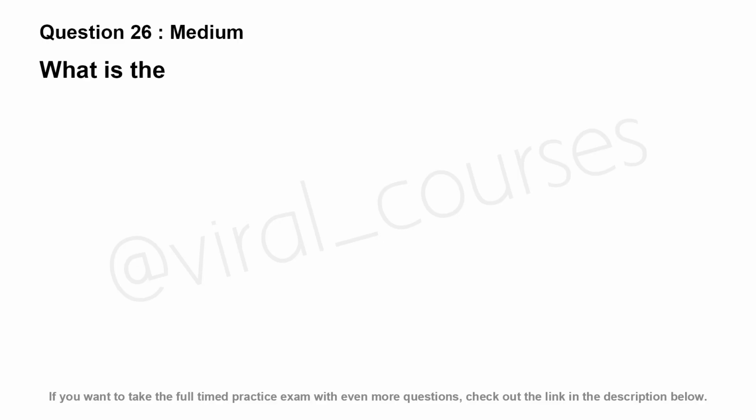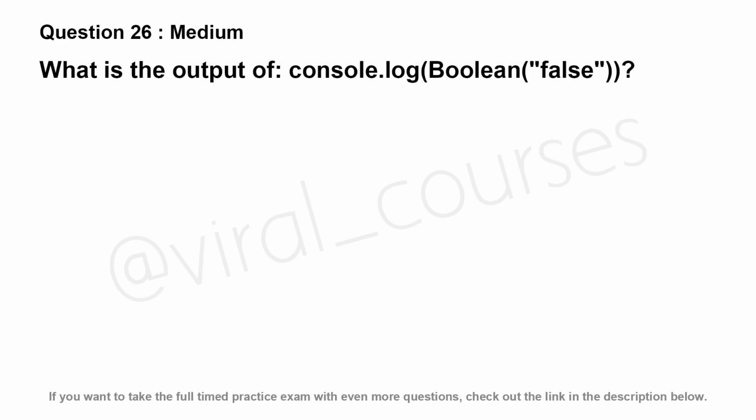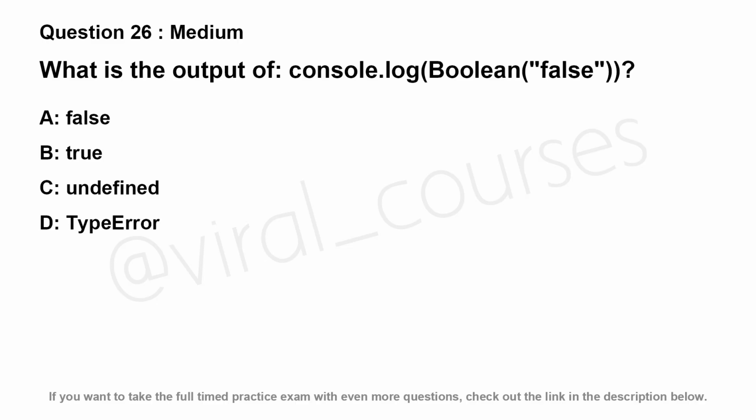What is the output of console.log(Boolean("false"))? Option A, false. Option B, true. Option C, undefined. Option D, type error.